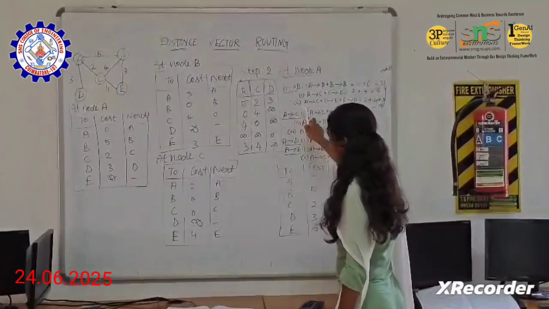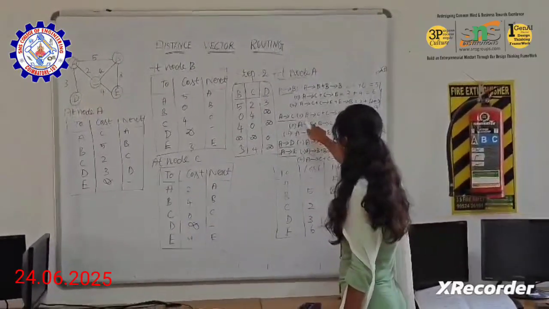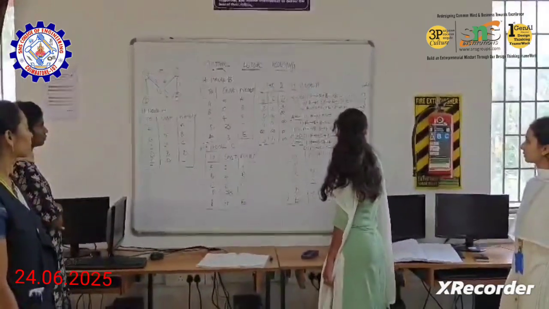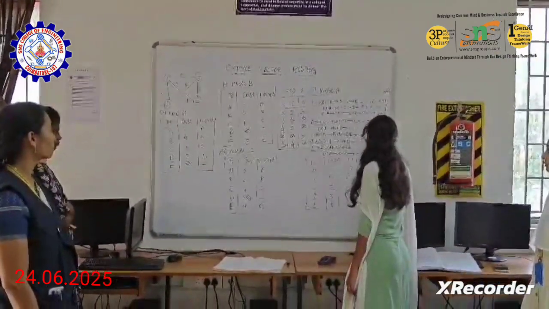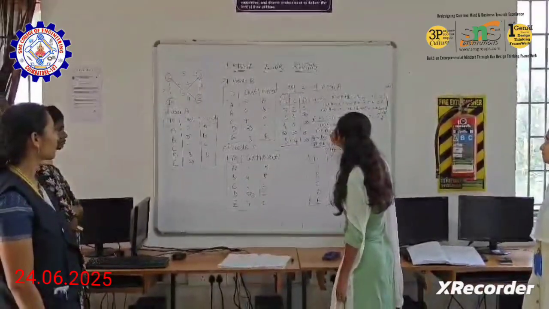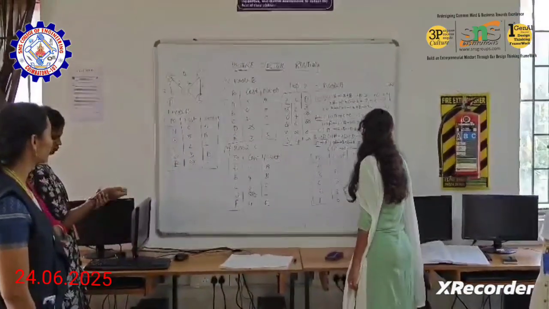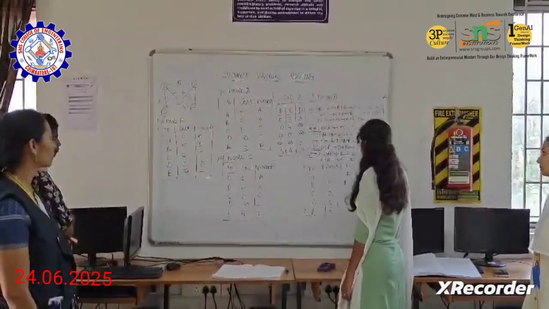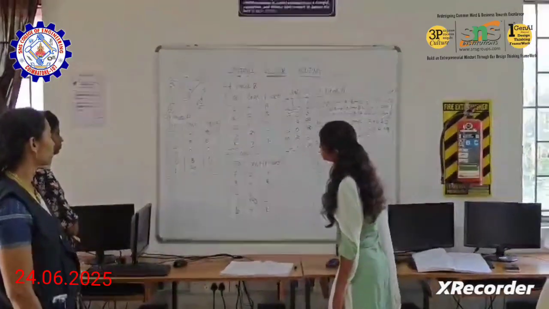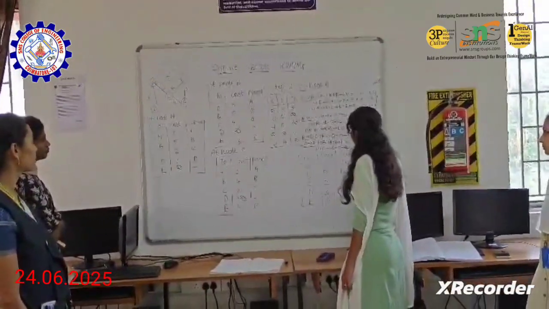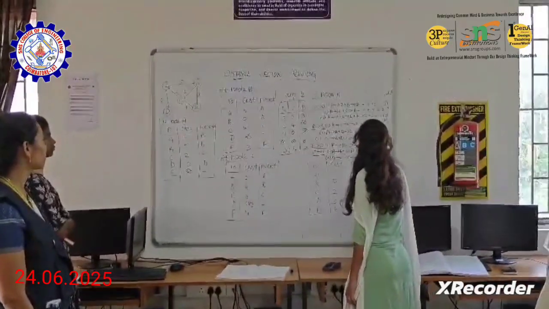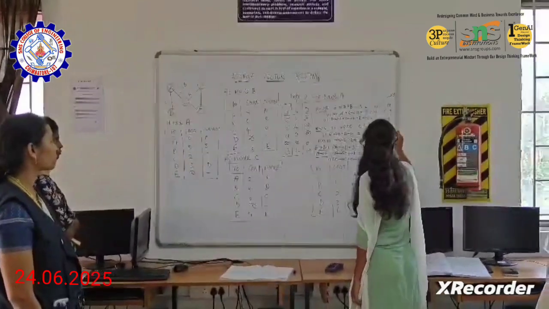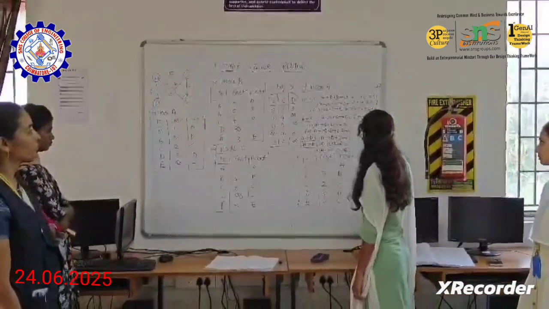So from A to C, we have to find all possible paths. The first path is A to C and C to C. The distance between A and C is 2 and C to C is a self node, so 0. The final value is 2. Next is A to B and B to C: A to B is 5 and B to C is 4, so the value is 9. The next possible path is A to B, B to E and E to C: A to B is 5, B to E is 3 and E to C is 4, so it is 12. In this, the minimum value is 2.